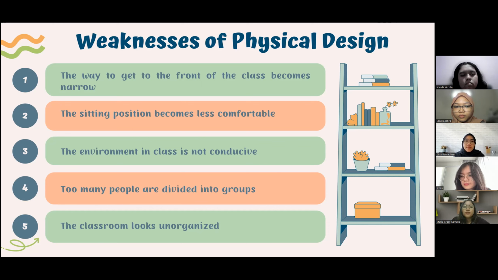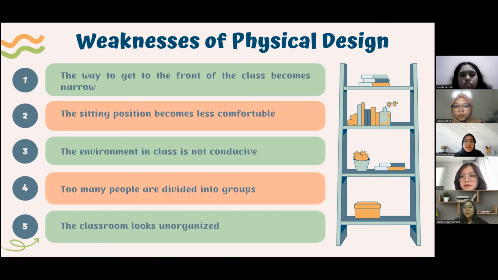The third one is the environment in class is not conducive. The class is not conducive because the students at the back side of the class are difficult for the teacher to reach. This group sitting position will distract students from focusing on paying attention to the presenter in front of the class. And this can obviously be seen when the presentation session of the results of students' work is held in front of the class.